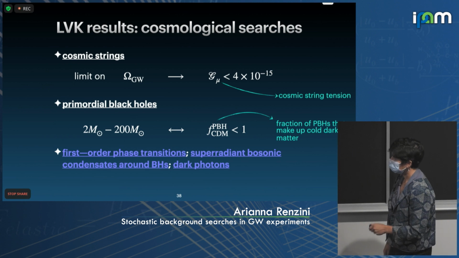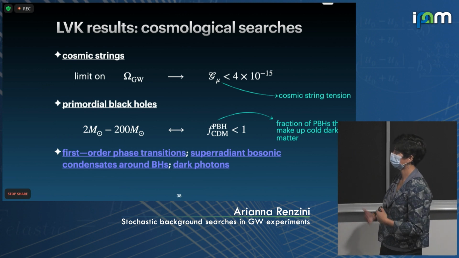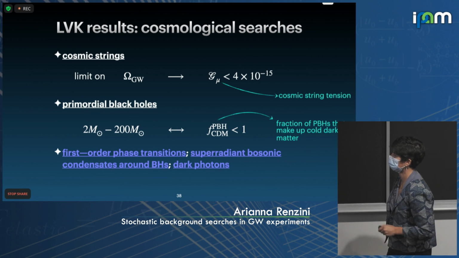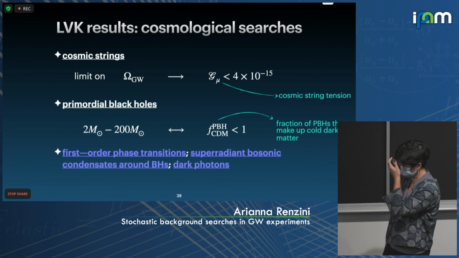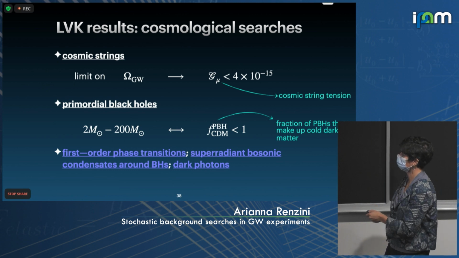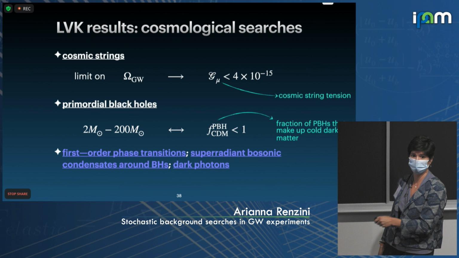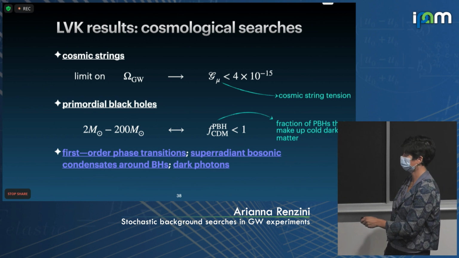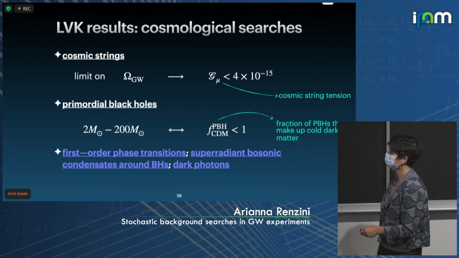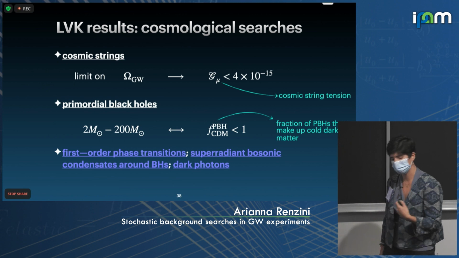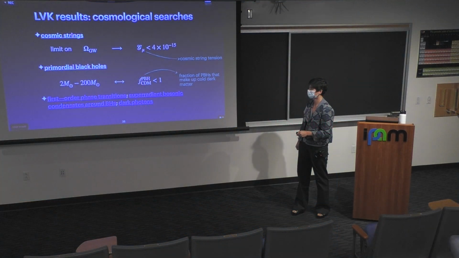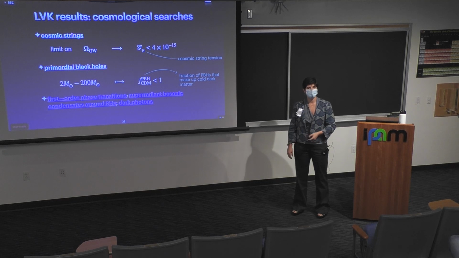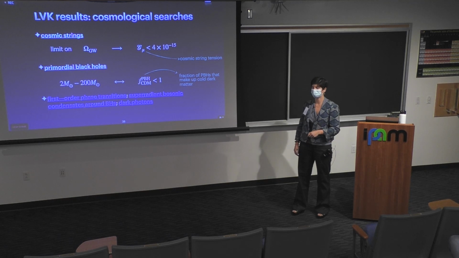And then we do also put other constraints on lots of other interesting models. I just wanted to shout out to cosmic strings, because this is a really nice result, and it was featured in PRL this year. So we put a very strong constraint on the cosmic string tension, because the cosmic string tension is directly related to the omega that you'd then get. And also primordial black holes, because we do not detect a stochastic background of primordial black holes, we can exclude that cold dark matter is completely made up of primordial black holes. So that is also a pretty neat result.